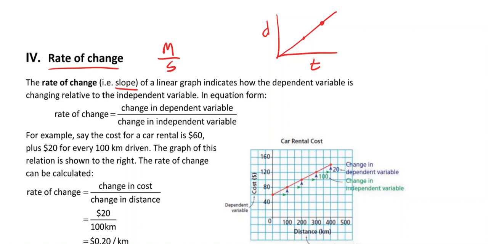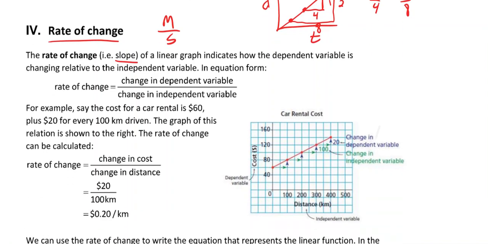Okay, so when you're doing this in science, that's the same thing. We're just going to do other examples too. Maybe we'll have different rates of change other than just speed.